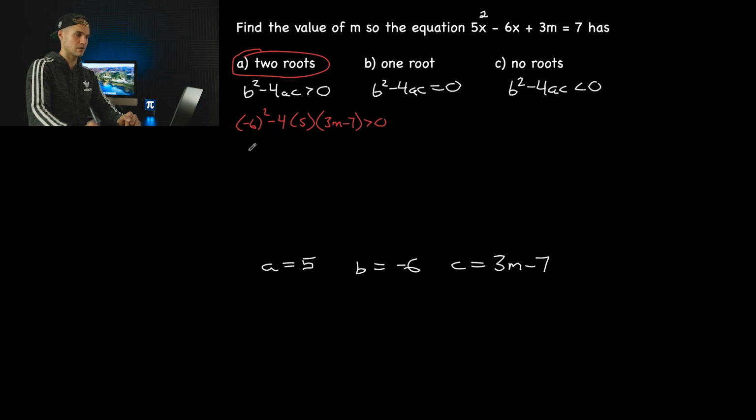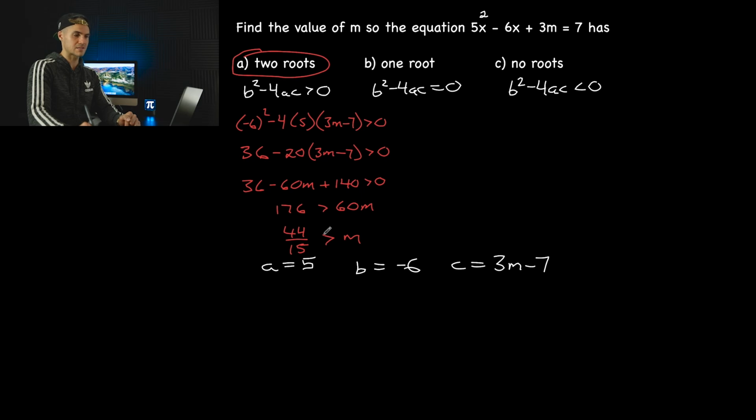Like that, right? And so from here, you just basically have to isolate for this m value. So we would have, what, 36 minus 60m plus 140 is greater than 0. I'm going to bring the 60m over, so we'll have 176 is greater than 60m. Divide both sides by 60, so you have 176 over 60. And then you can divide the 176 and the 60 by 4, right? So you would end up with 44 over 15, like that. So it's when m is less than 44 over 15.